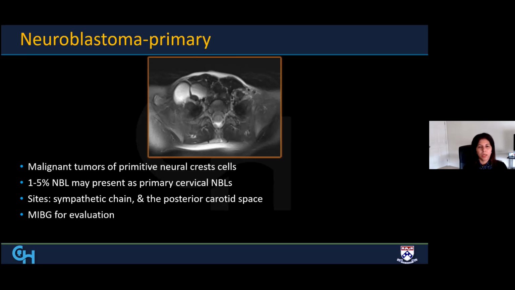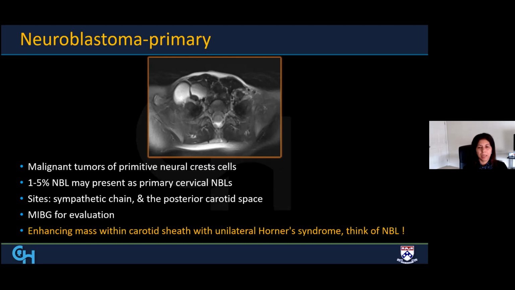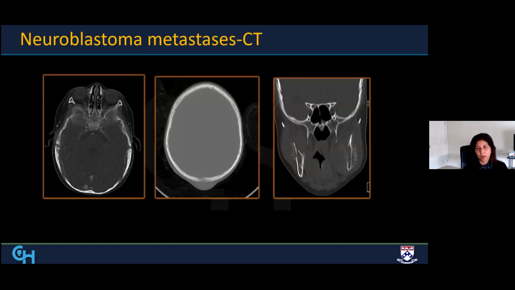And very commonly, children may present with a mass in the carotid sheath with Horner syndrome, and that should be your hint to exclude neuroblastoma. Just about 1 to 5% of all neuroblastomas are primary cervical neuroblastomas. And more common than the primary are metastases from adrenal neuroblastoma, the most common location.